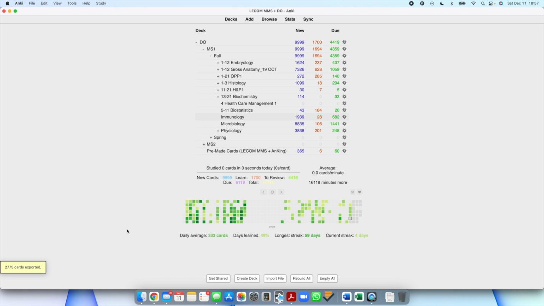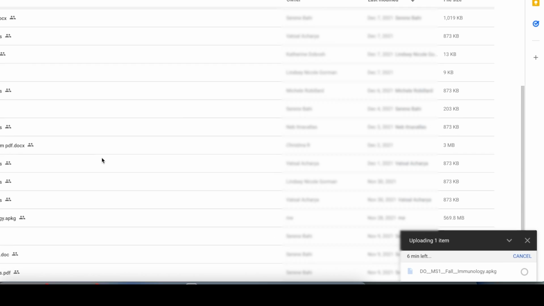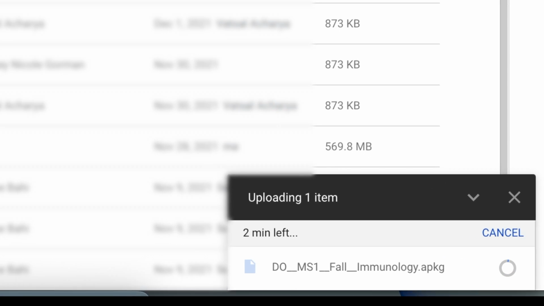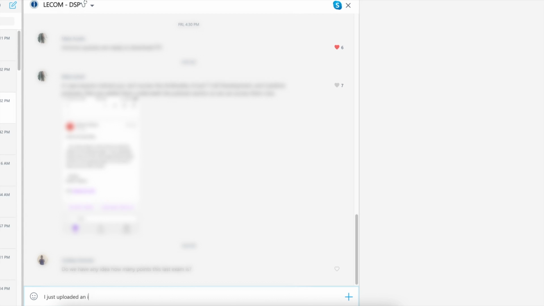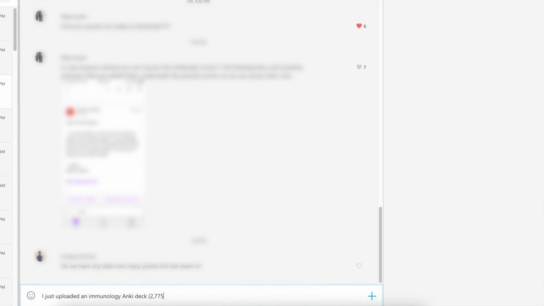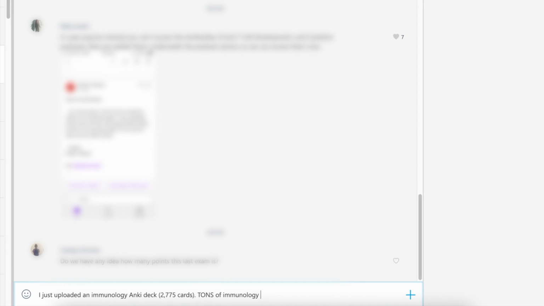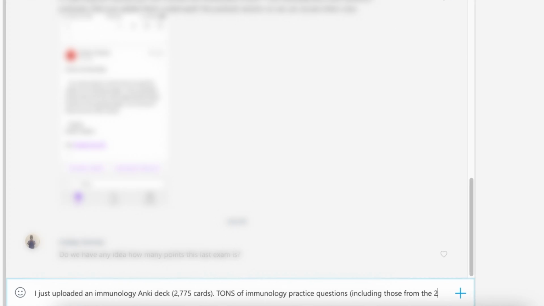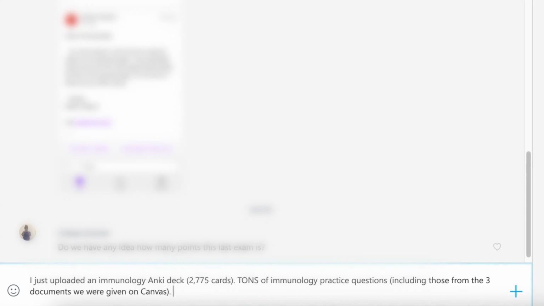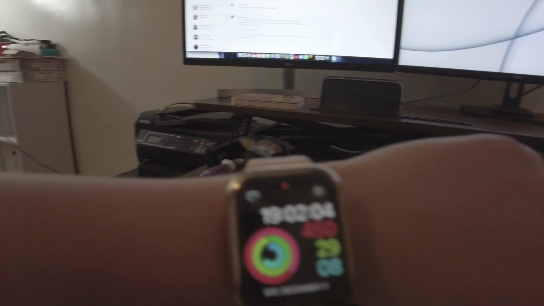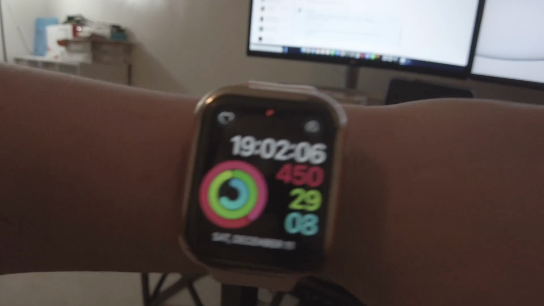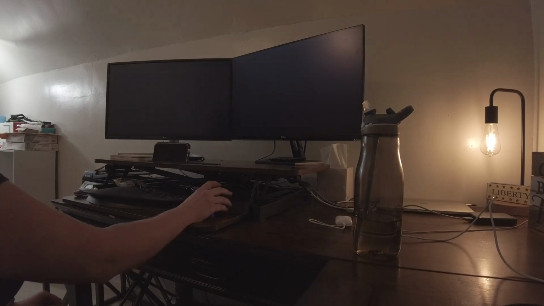With my Immunology Anki deck pretty well rounded now, I'm going to upload it to my class's shared Google Drive because there's nothing like supporting your peers. At 7 o'clock, it is definitely time to put school aside for the night.